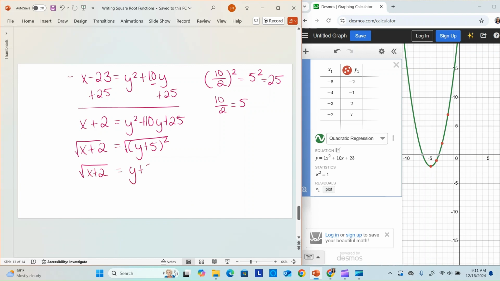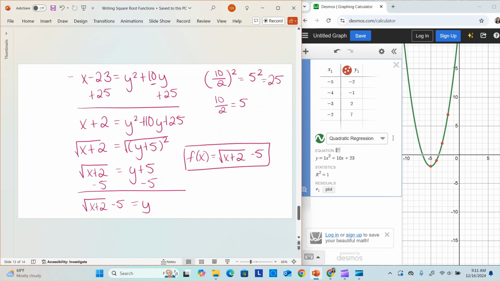y plus 5. Now in order to get y by itself, all I need to do is subtract 5 from both sides. When I subtract 5 from both sides, remember that 5 is going to stay on the outside because I subtracted it after taking the square root. And so I have the square root of x plus 2 minus 5 equals y. That means that the square root function that I was originally looking for is equal to the square root of x plus 2 minus 5. Okay, and that's the value of f of x.